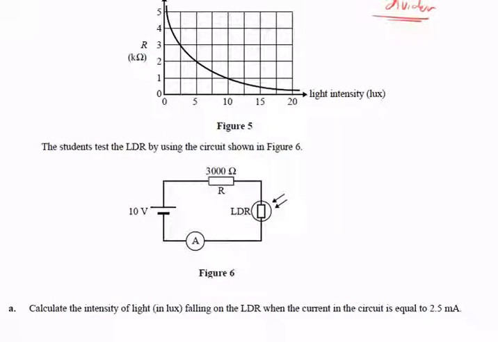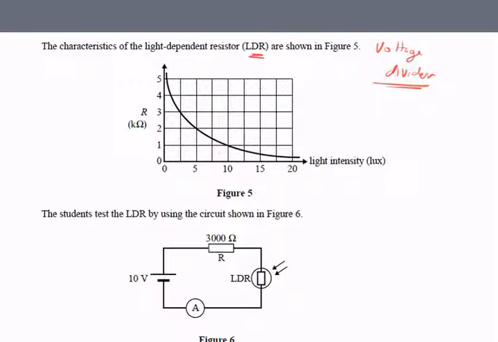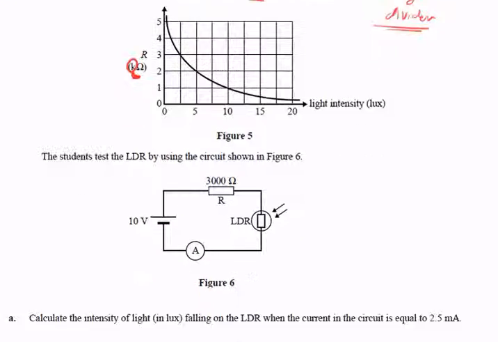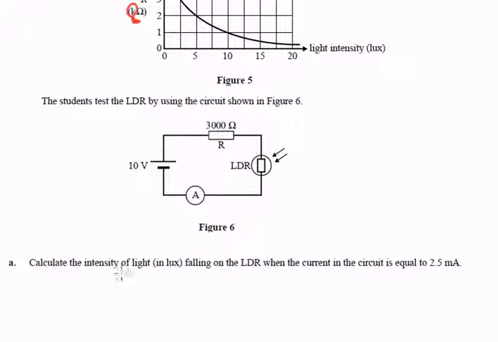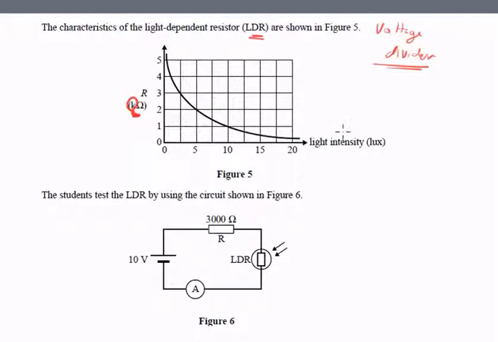Right, so I've got an LDR, and this is its characteristics: the light intensity versus the resistance in kilo ohms. And here's the circuit we're testing with. Calculate the intensity of light falling on the LDR when the current is equal to 2.5 milliamps. So we've got current here. How do we calculate the intensity of light? Well, the only way we know to calculate the intensity of light is using this graph here. So we need to use this graph to calculate the intensity.